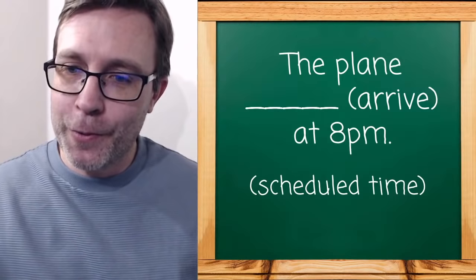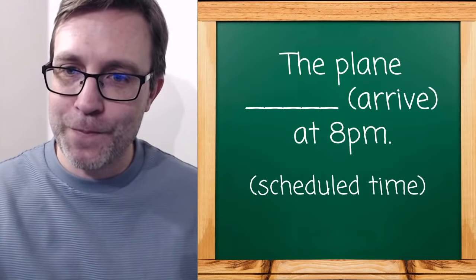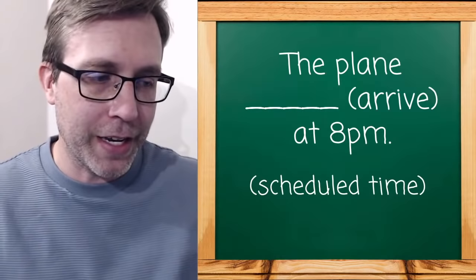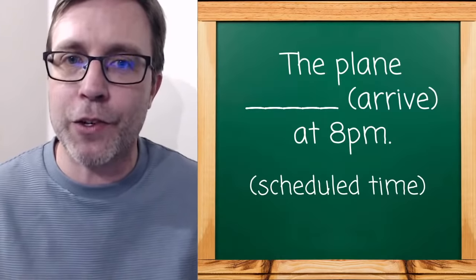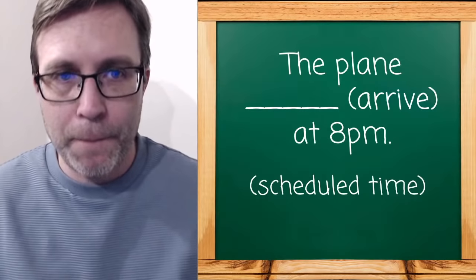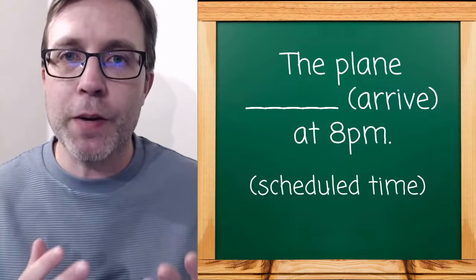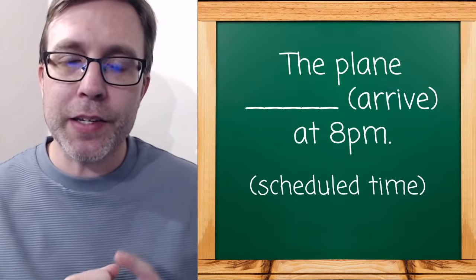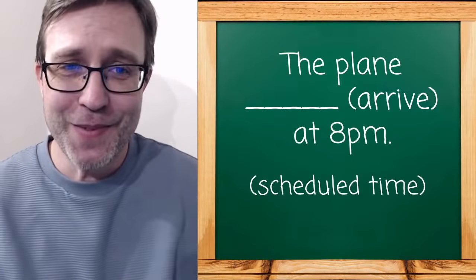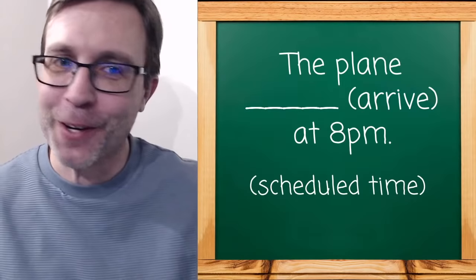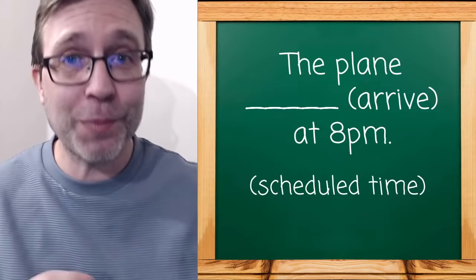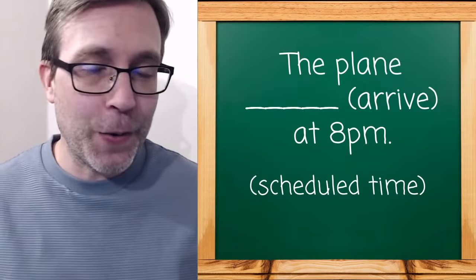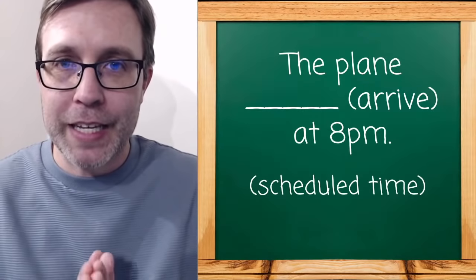The next one right here. This is going to be, again, maybe a little tricky. We'll see. I did say this is more advanced grammar. So your main verb is arrive, at 8 p.m. Your clue is scheduled time. You might be thinking, scheduled time, wait, what does that have to do with anything? I will explain when I give you the answer. All right? So how would you complete that sentence?